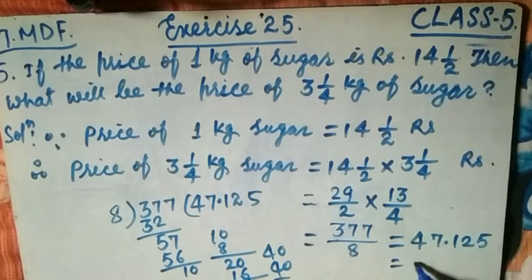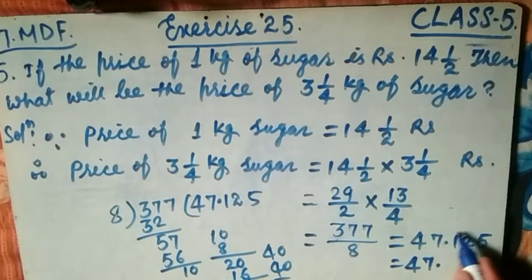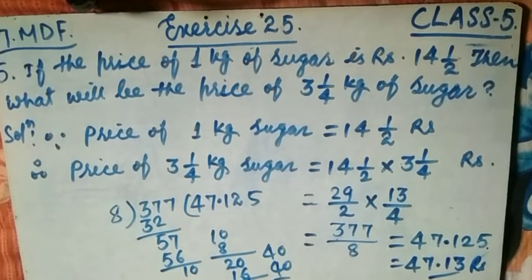Suppose 47 point, after 2 decimal digits, if the third digit is equal to 5 or greater than 5, then we have to increase the previous digit by 1. So we increase the 2 by 1, and this becomes 47.13. This is your final answer. I hope you will understand.